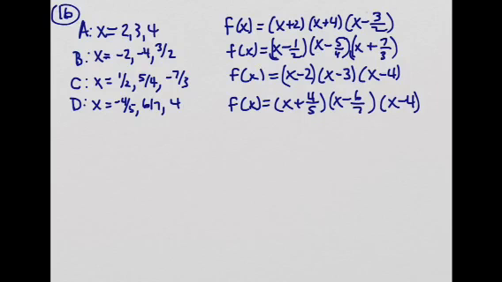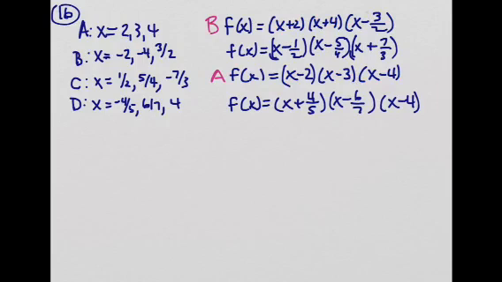So for 16, you have to match the zeros with the polynomial. So take a look at A. It's 2, 3, and 4. So if you look at this one right here, the 0 for this one is 2, 3, and 4. So this would be letter A. Okay. The first one, I have negative 2, negative 4, and positive 3 halves. So negative 2, negative 4, positive 3 halves is B.